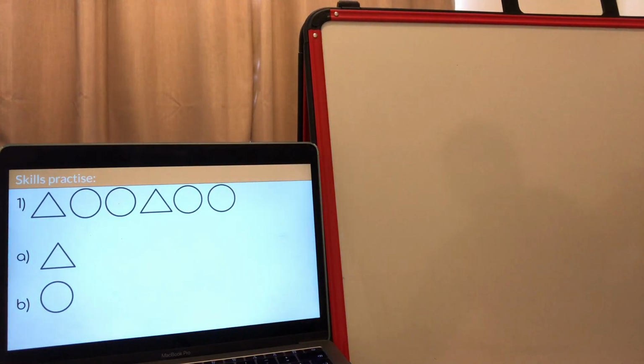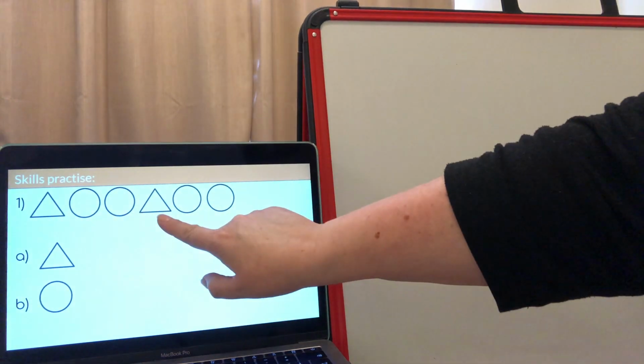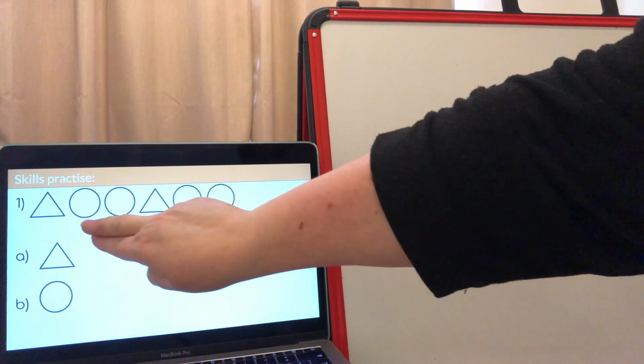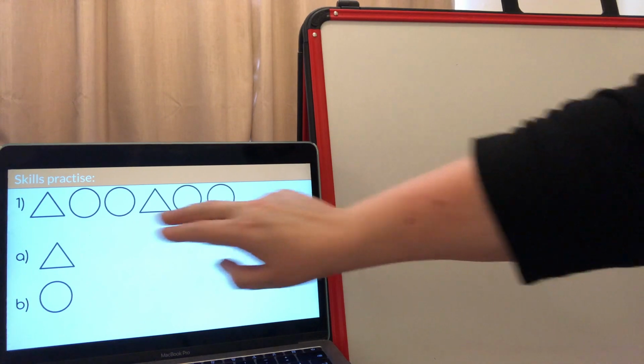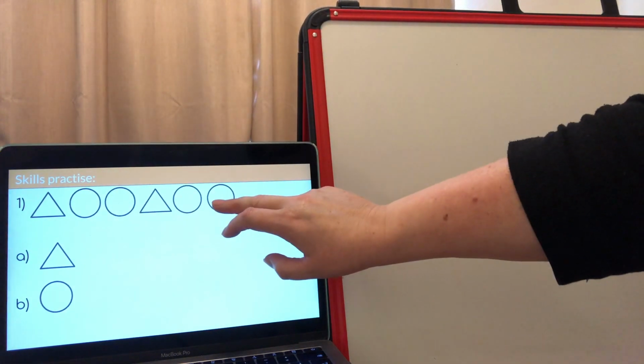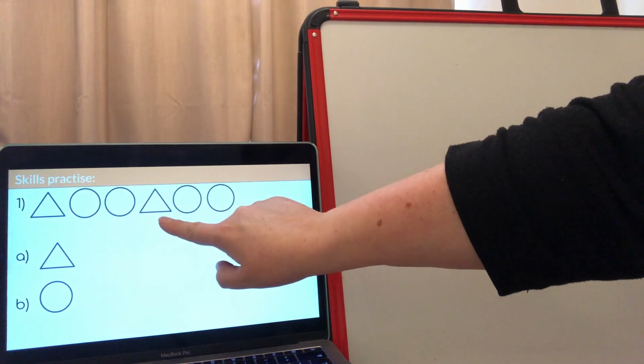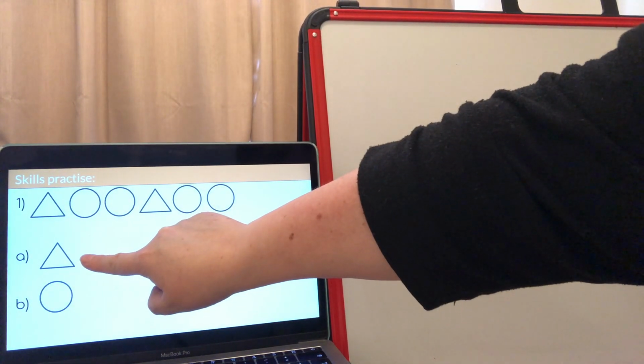Have a go at this one. Did you look at how many triangles there are? There's always 1 triangle followed by 2 circles. So triangle, 2 circles. Triangle, 2 circles. What comes after the 2 circles? Have a look here, 2 circles. Triangle. A was the answer.